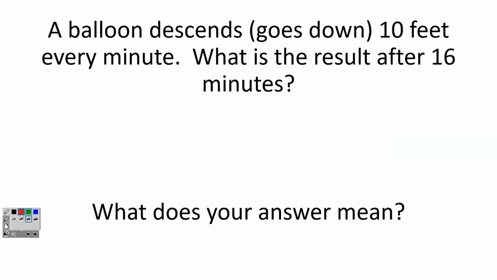So this is the first problem that we did in class. A balloon descends. Descends means to go down 10 feet every minute. What is the result after 16 minutes? There are 2 possible keywords in this to help us out: descends and every. The word descends, that's a negative because it means go down 10 feet. The word every, we just found out, means we're going to be multiplying. And we're going to be multiplying it by 16.